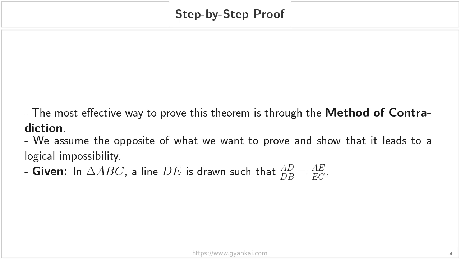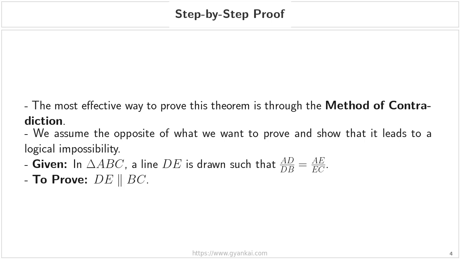To set this up formally, let's look at our given information. We have a triangle, ABC, and a line, DE, drawn across it. We are starting with the premise that the ratio of the segments on one side is equal to the ratio of the segments on the other side. Specifically, the ratio of AD to DB is equal to the ratio of AE to EC. Our ultimate goal, or what we want to prove, is to demonstrate that the line DE is parallel to the base, BC. Keep this goal in mind, because in the next few slides, we are going to use a clever construction to show that assuming the line is not parallel simply doesn't work.